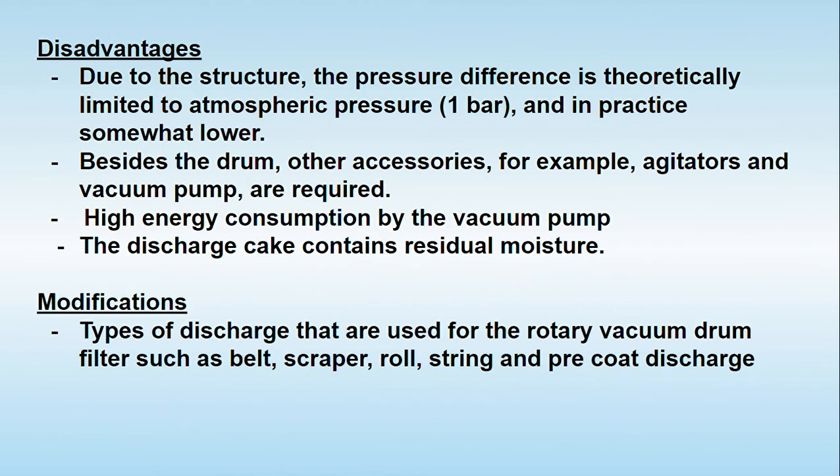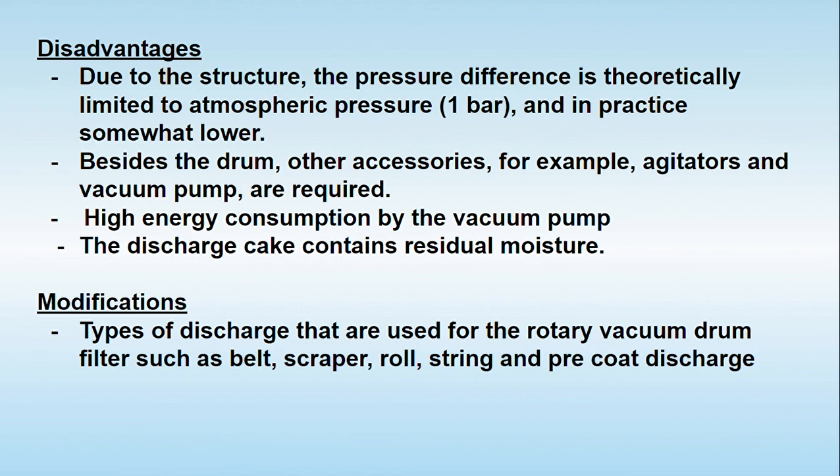Looking at the other side of the coin, the structure pressure difference should be less than 1 atmospheric pressure, which is somewhat difficult to achieve, but in practice we generally work somewhat lower than 1 atmosphere. Besides the drum, which is rotating on a horizontal axis, from the central shaft the various suction devices and piping systems are also provided, like a vacuum pump for the collection of that liquid and the washing liquid, etc.